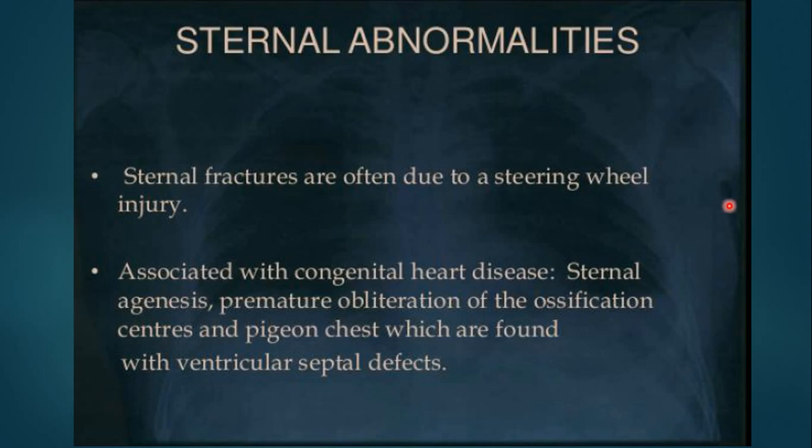Also, abnormalities of the sternum can be seen in congenital heart disease, for example, sternal agenesis, premature obliteration of the ossification centers of the sternum, and pigeon chest. These are abnormalities that can be seen in patients with VSD, ventricular septal defect. Okay? And pigeon chest is the opposite of pectus excavatum. Pigeon chest is when the sternum is bulging anteriorly, just like a pigeon.